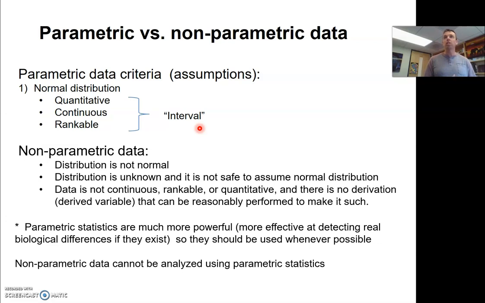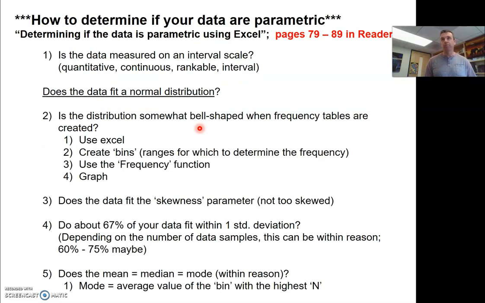So that's why it's really important to be able to determine if your data is parametric or not. Right? So here are the criteria to determine if your data are parametric, and we're going to go over how to test each of these. So the first question you have to ask yourself is, is the data interval? All right? If so, then you can move on. If that data is interval, does it fit a normal distribution?